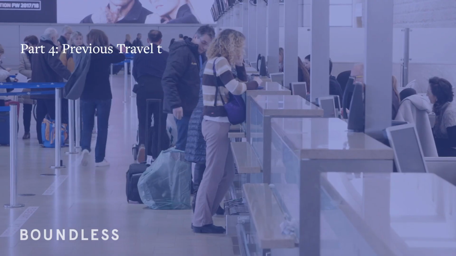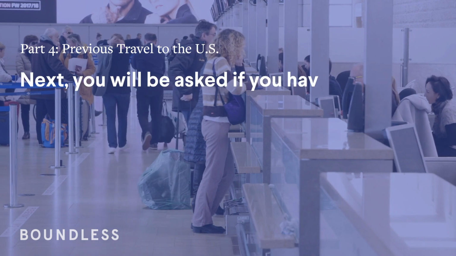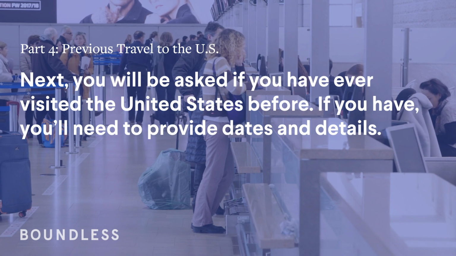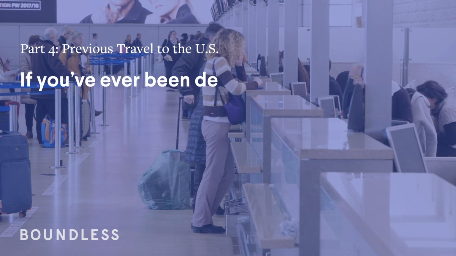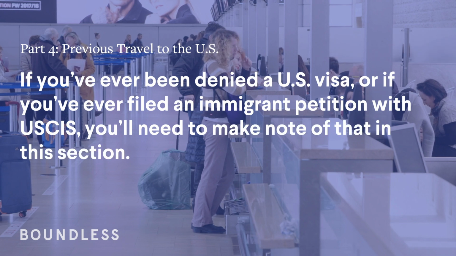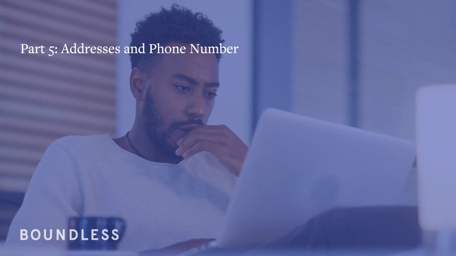Part 4. Previous U.S. travel. Next, you'll be asked if you have ever visited the United States before. If you have, you'll need to provide dates and details. If you've ever been denied a U.S. visa, or if you've ever filed an immigrant petition with USCIS, you'll need to make note of that in this section. Part 5. Address and phone number.